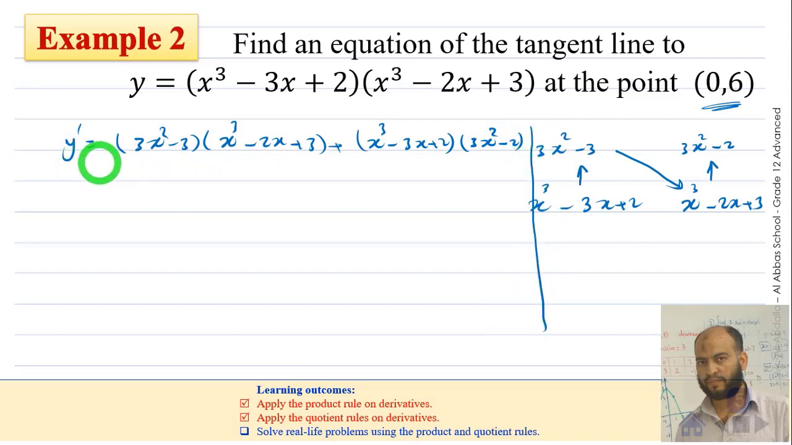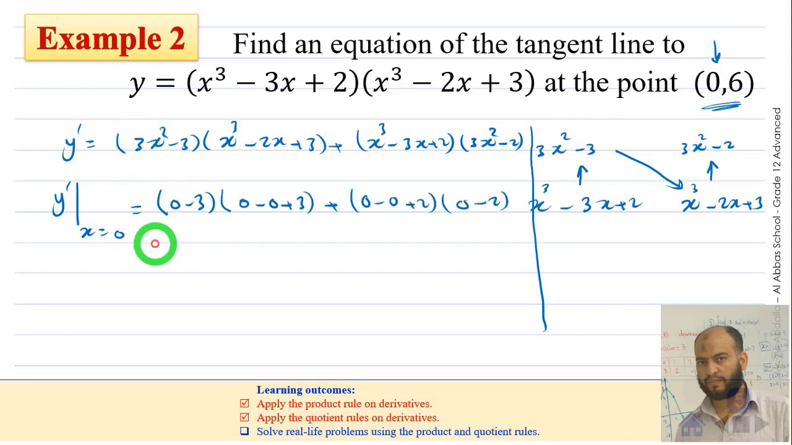Here we don't need to simplify this derivative. We need to find the slope, y prime at x equals 0, from our point. Then we only make the substitution. Then we can find negative 3 times positive 3 equals negative 9. Positive 2 times negative 2 equals negative 4. Then we have the slope equal to negative 13.